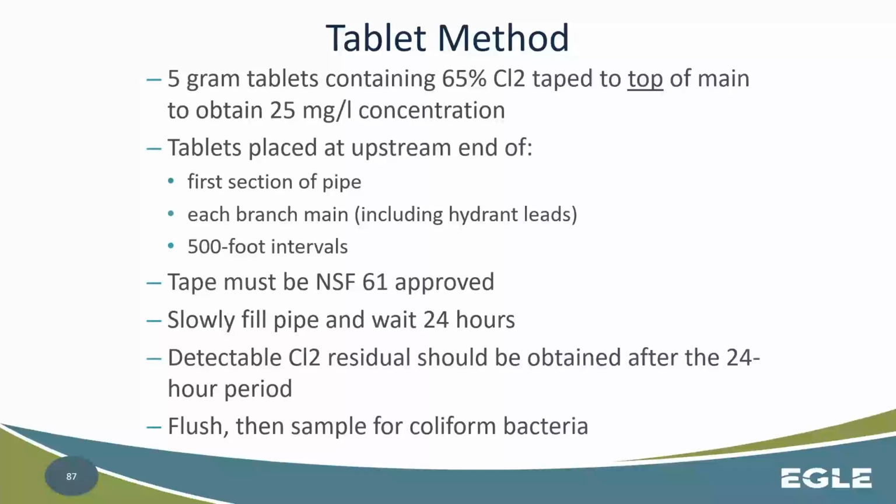Okay. So for the tablet method, you're taking 5-gram tablets of 65% chlorine. You're going to basically tape them to the top of the water main to obtain roughly a 25 milligram per liter concentration. The tablets should be placed on the upstream end of the first section of pipe, each branch main, and at every 500-foot interval to maintain that chlorine residual of 25 milligrams per liter. Make sure that tape is NSF 61 approved, and then you're basically going to be slowly filling that pipe, and then you're going to wait 24 hours.